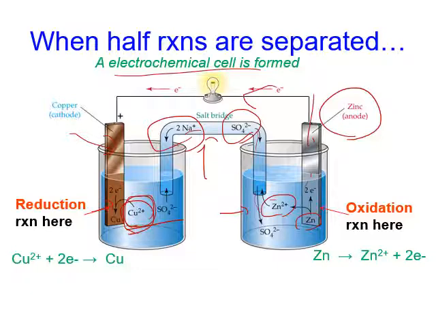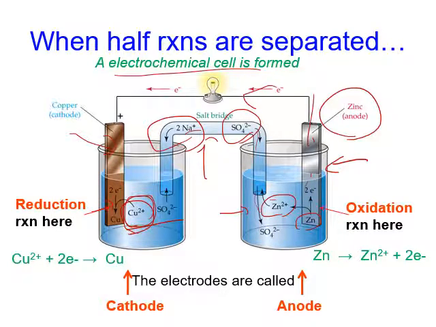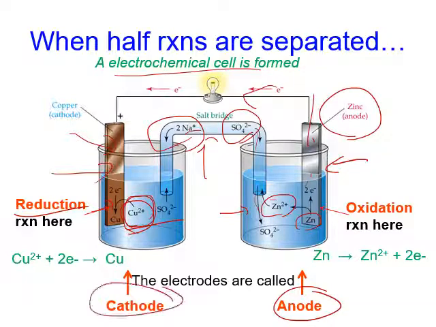Now in this cell, you have two electrodes. On the right side here, when the zinc loses electrons, it's an oxidation reaction. An oxidation reaction happens on an electrode we call the anode. On the left side, on the copper surface, the reduction reaction occurs, and this electrode is called the cathode. Okay, so remember, the reduction reaction electrode is called the cathode. The oxidation reaction electrode is called the anode.